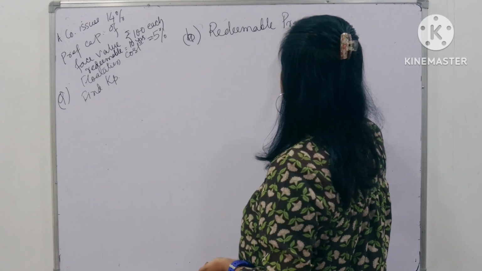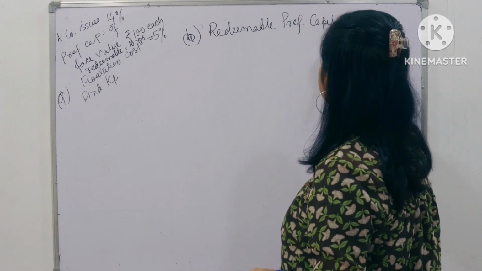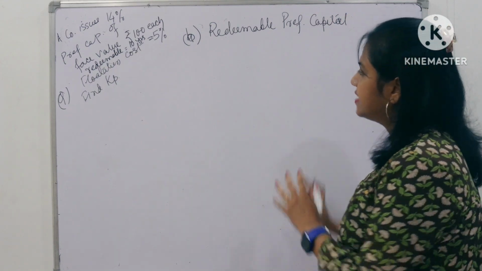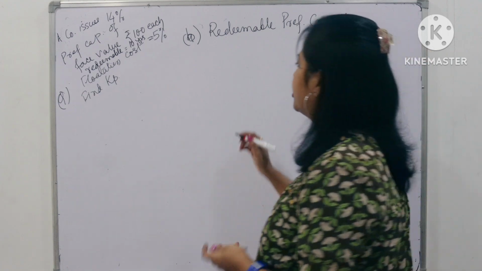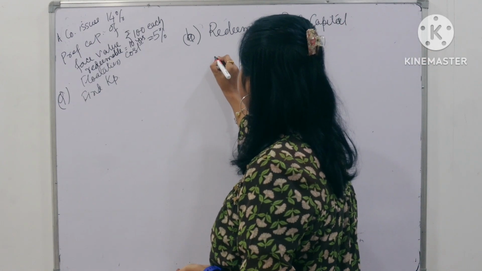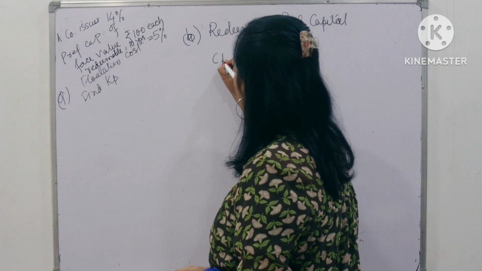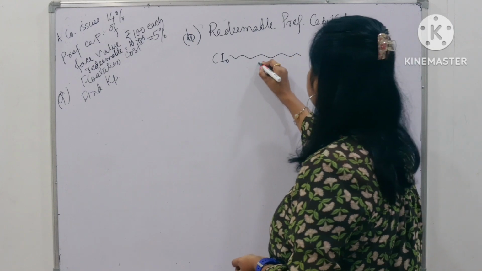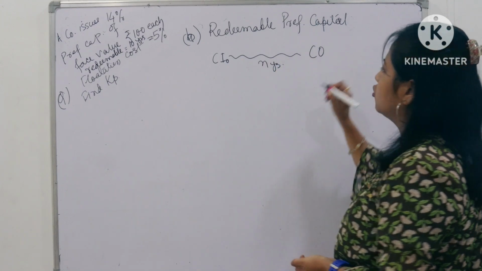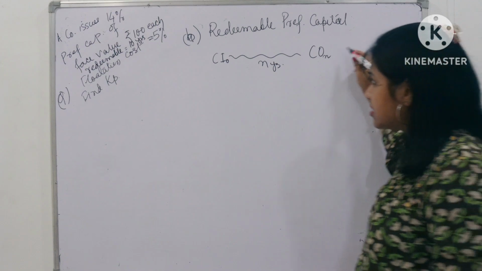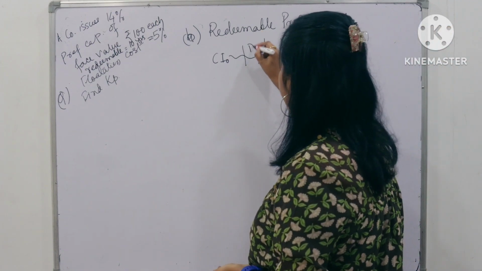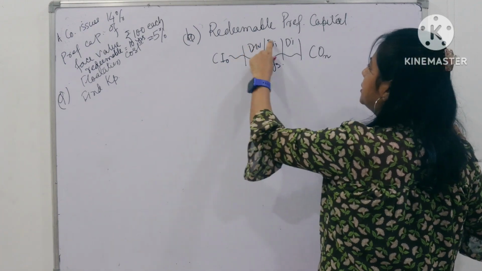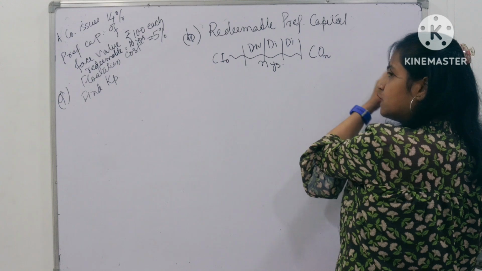Redeemable preference capital. If the preference capital is redeemable, what does this mean? It means after a period it will be repaid. It is the same as how we have done the cost of borrowed funds or debentures. You have a cash inflow here because you have issued capital, and after some n number of years there will be a cash outflow, meaning you are going to repay it. But every year you are paying some dividend. So there is one inflow and multiple outflows in the consecutive years.